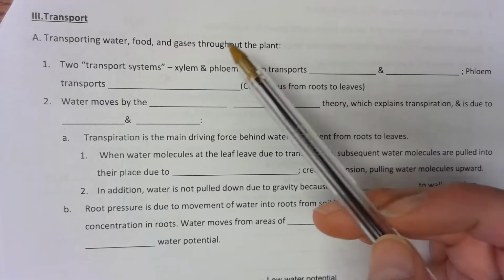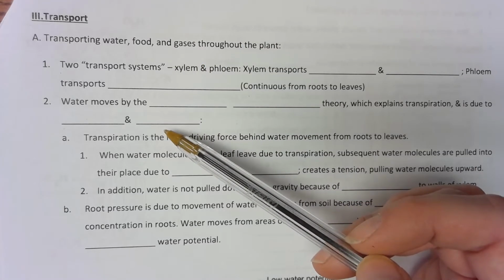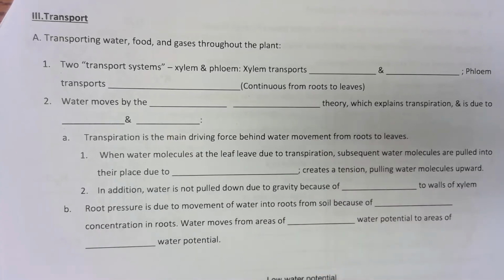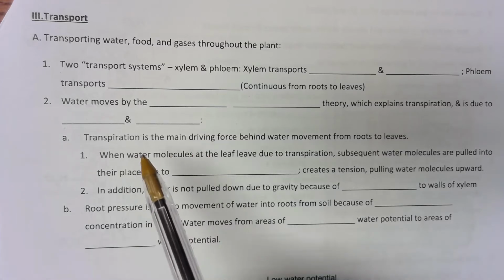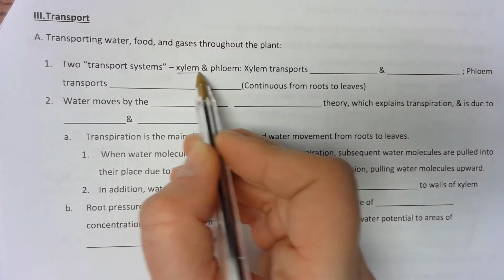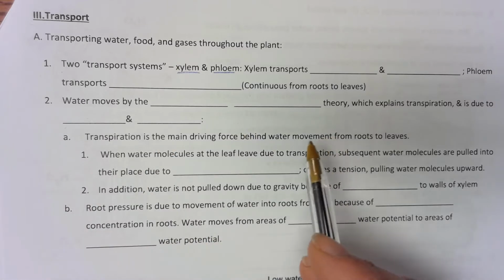Okay, so I talked the other day about moving water up a plant, but that's not the only thing that's moving through a plant. There are other things as well. But there are two types of tissue in a plant. If you look at plant tissue under a microscope, there are two distinct sections, xylem and phloem.